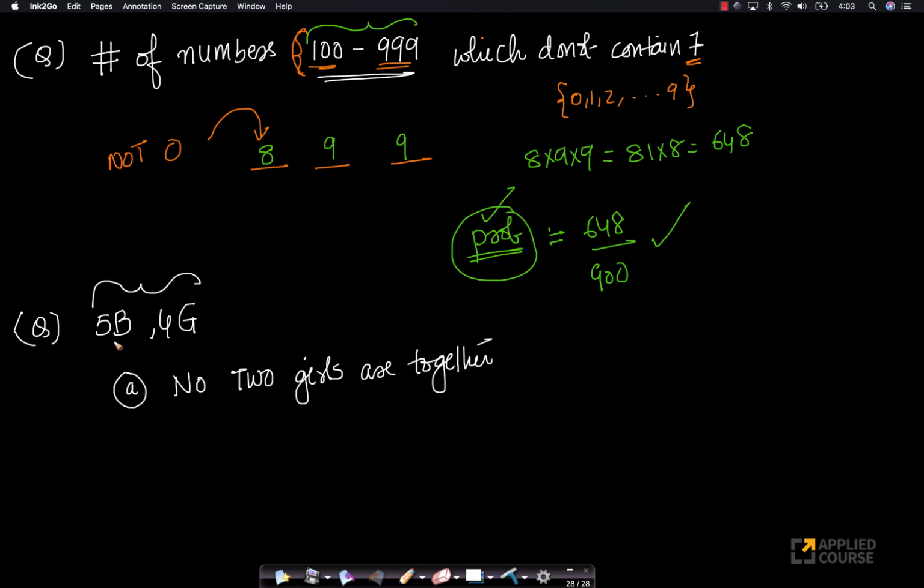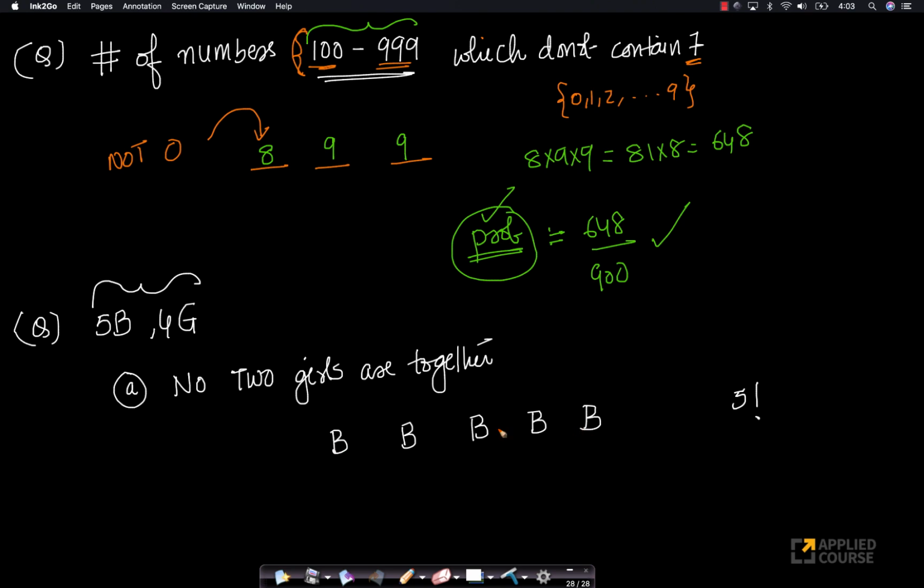Remember, each boy is unique and each girl is unique, right? Now I have 5 boys and 4 girls. So let's actually see how to tackle this problem. First, I will place 5 boys, right? So I have 5 boys here. Obviously, each boy is distinct. So in how many ways can I arrange 5 boys? I can arrange 5 boys in 5 factorial ways, in 5 positions.